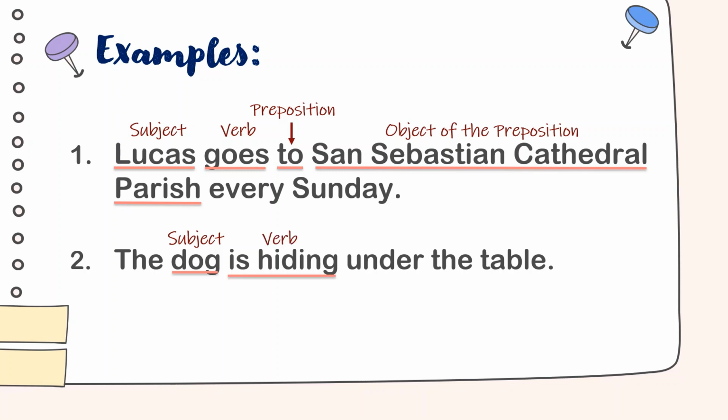What about the preposition and its object? Exactly. The preposition is under and its object is table. Where is the dog hiding? The dog is hiding under the table.